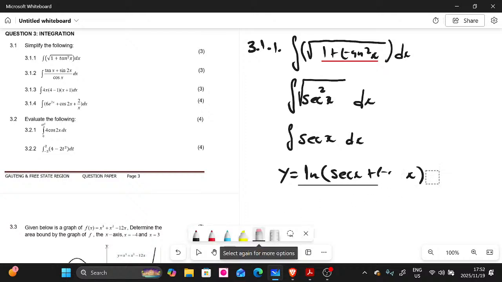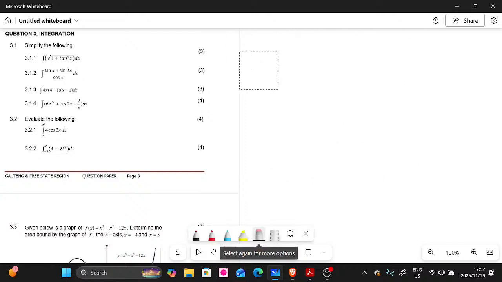I hope you can see the questions, guys. If you can't see the questions, you can always put your phone in landscape. Okay, let me just zoom in very quickly.